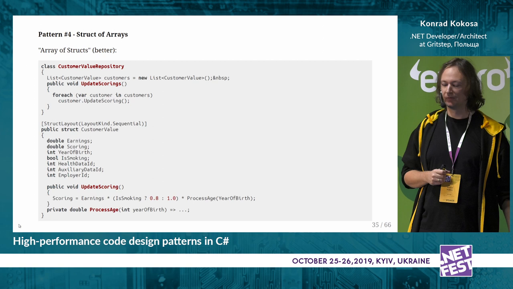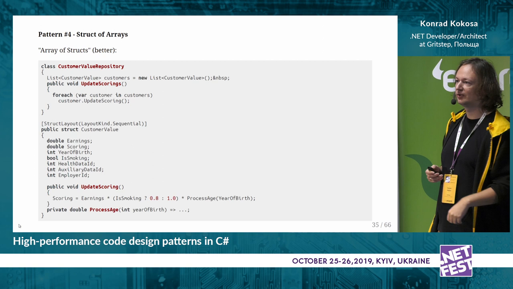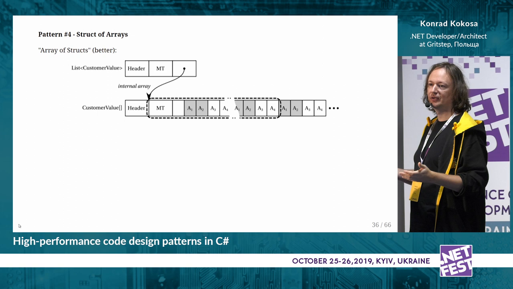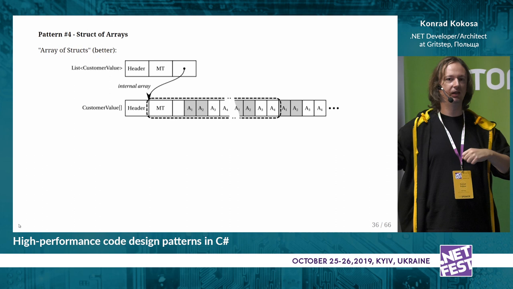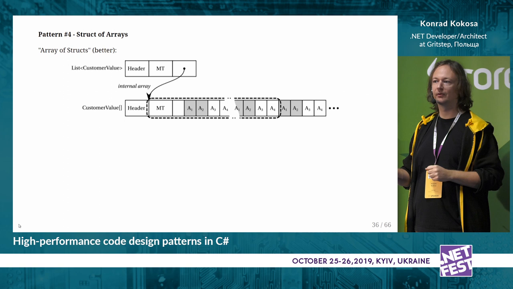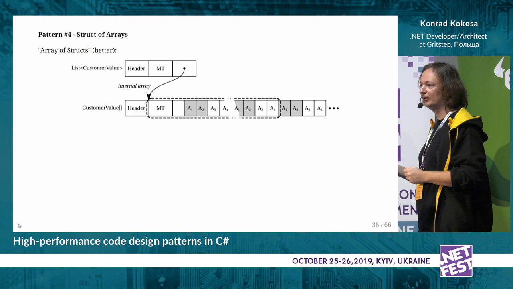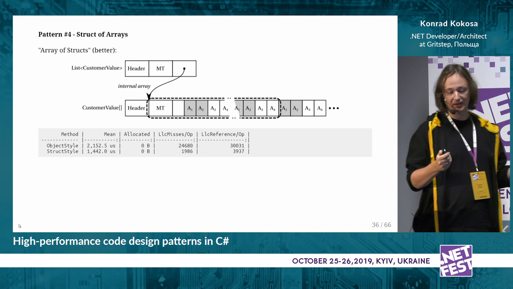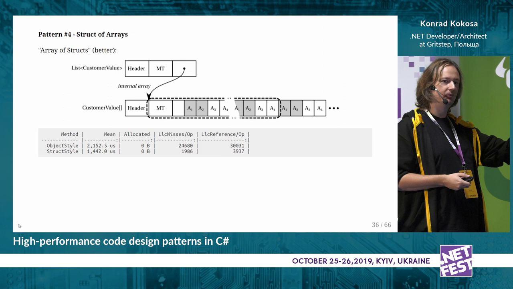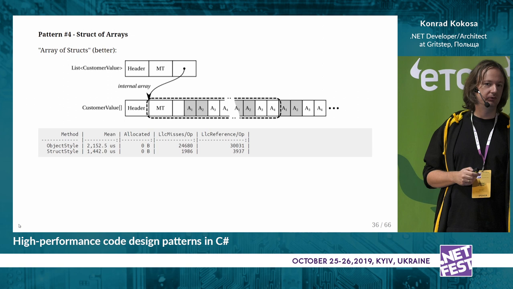And moreover, the list now contains the customer values, so it contains structs. This is beneficial, because in the .NET implementation it means that the values of those structs will be inlined into the array that is inside this list. Instead of having references to customers spread around all the memory, we have inlined all the customers into this array. It is much better in terms of performance, because we will be reading this sequentially. And sequential access is really good for the CPU, for the operating system, for every caching mechanism. What is the difference? The code becomes quite fast. We can say that it is almost twice faster, just by replacing this class with a struct.